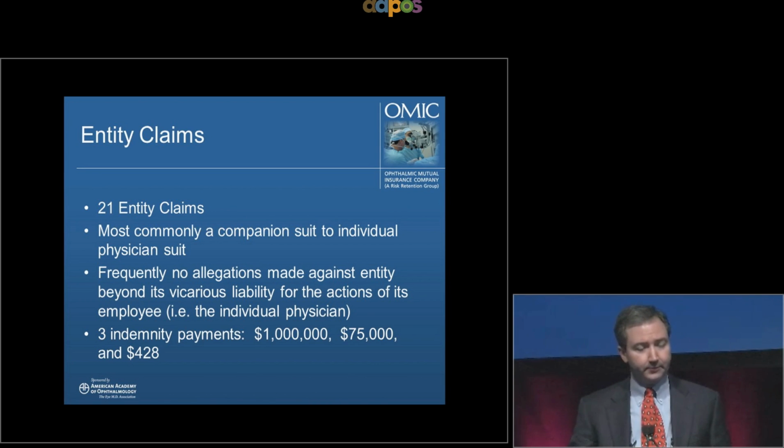The other case, for $75,000, was one where an individual physician and an entity were held responsible, and you can see how this would be. This was a case where the wrong eye was operated on in surgery. The wrong eye was draped, and there was no timeout during that procedure, and so both physician and entity were held liable in that case.